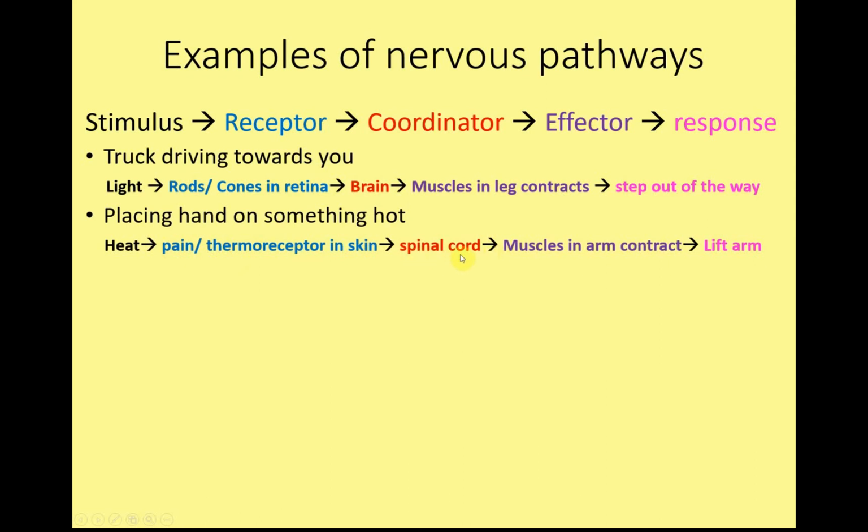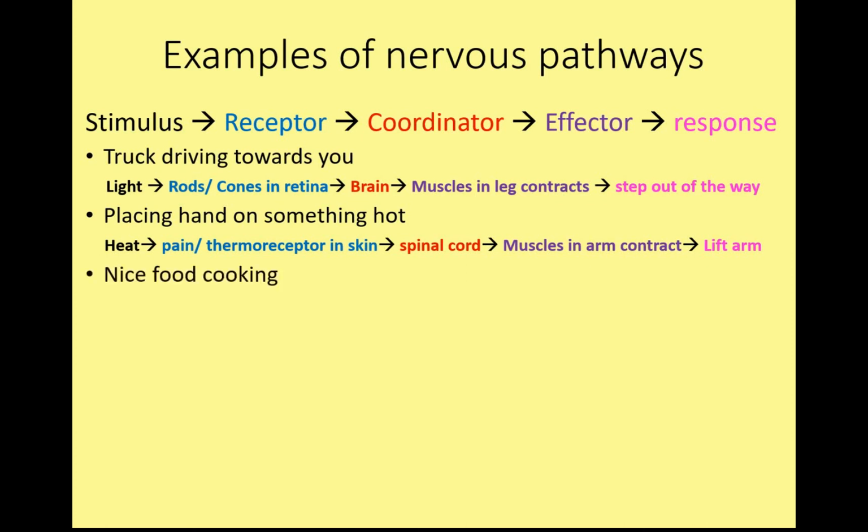This would be a really quick response. It would go directly to the spinal cord, the shortest route, with the spinal cord as the coordinator, causing the muscles in your arm to contract. So for example, if the back of your hand touches a hot rack in the oven, your bicep would contract and pull that arm away, and lift your arm away.